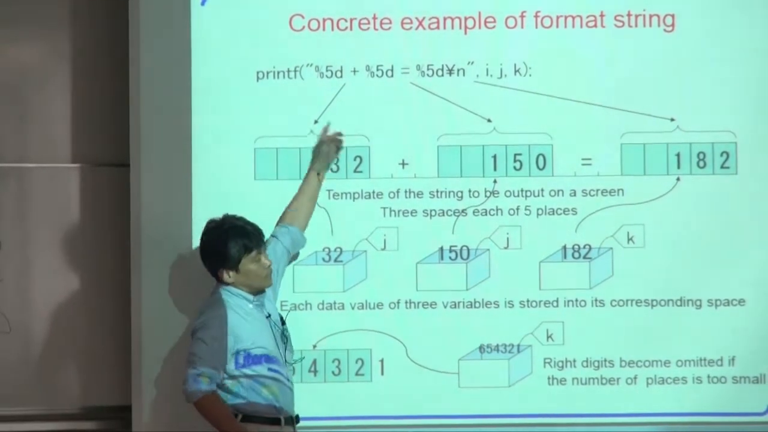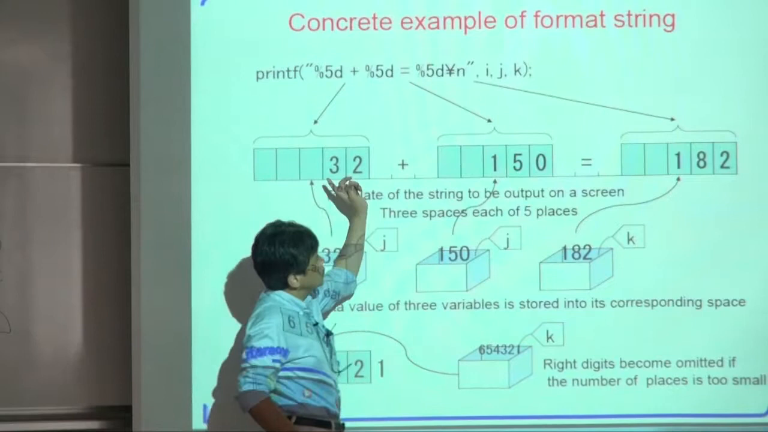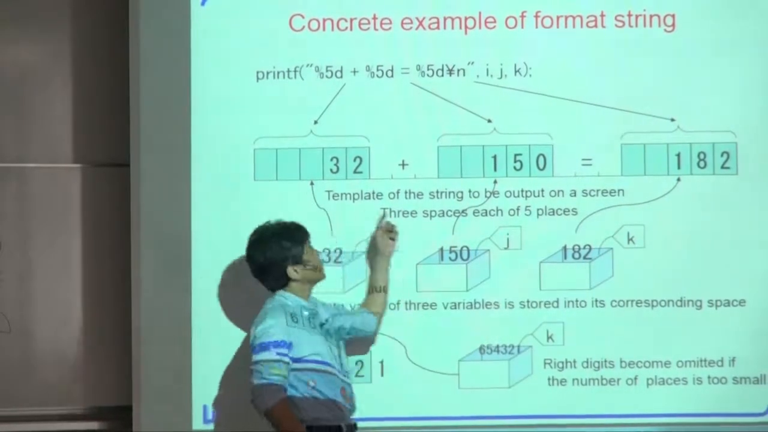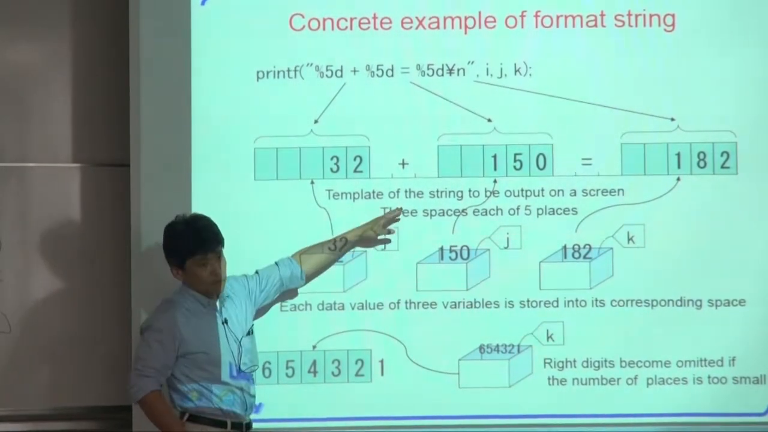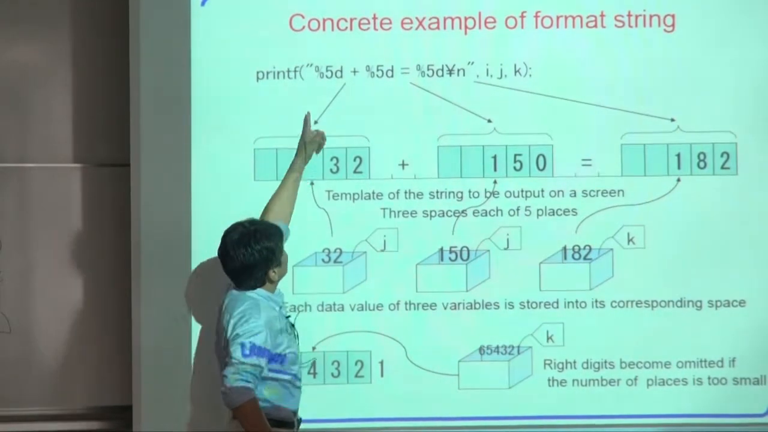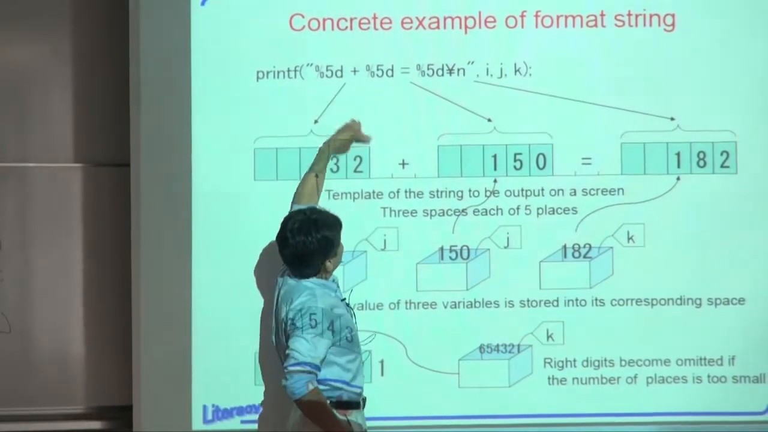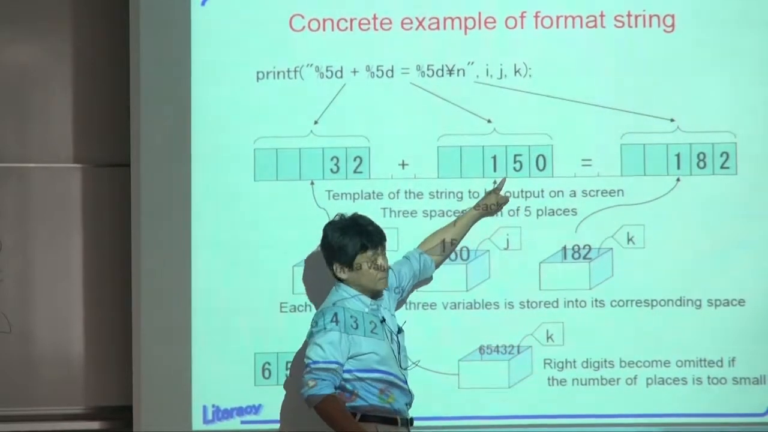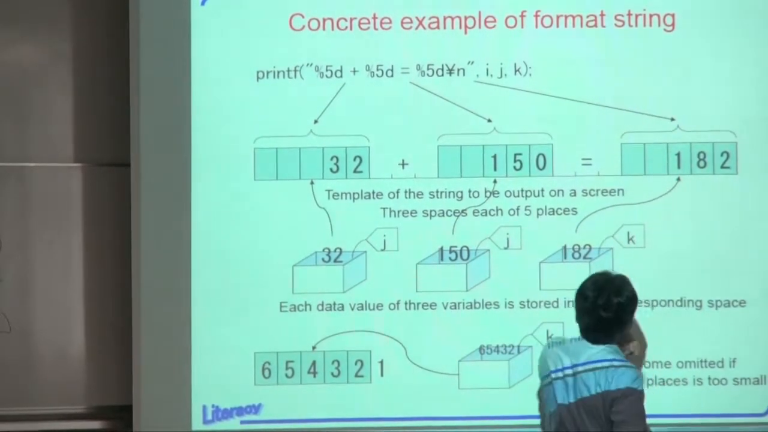So if you use this printf sentence, and i, j, k have 32, 150 and 182 respectively, the program will output on the computer screen like this. For this code, this string will appear, then a space and a plus character and a space and a 5 length string, and a space, an equal character, a space and a 5 length string.